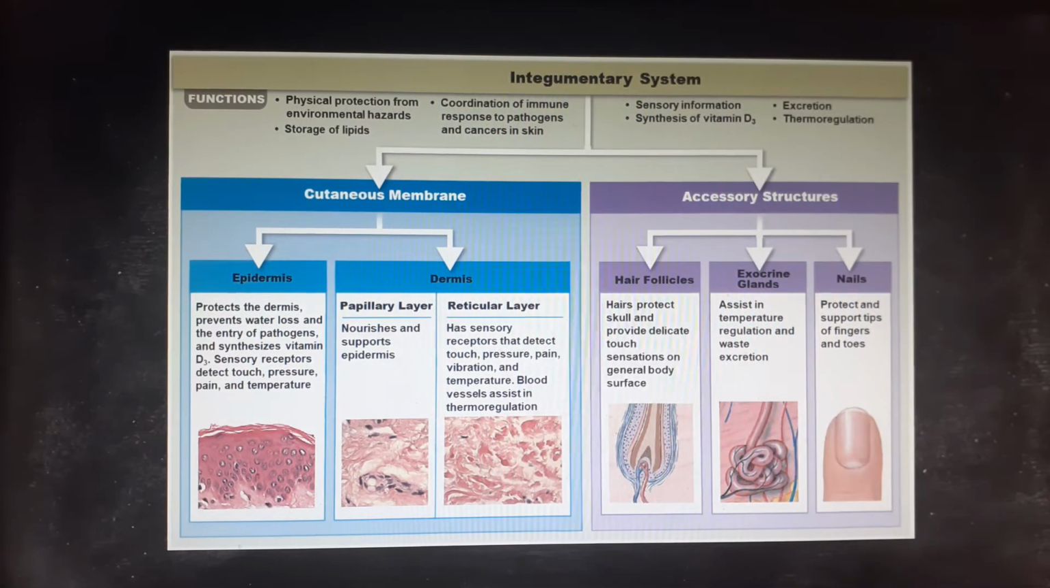So again, this kind of divides up what we've already seen. The functions of the integumentary system are across the top. And here is the cutaneous membrane, and it's divided into epidermis and dermis. And then the dermis is divided into papillary layer and reticular layer. And then over here we have our accessory structures: hair follicles, glands, and nails.